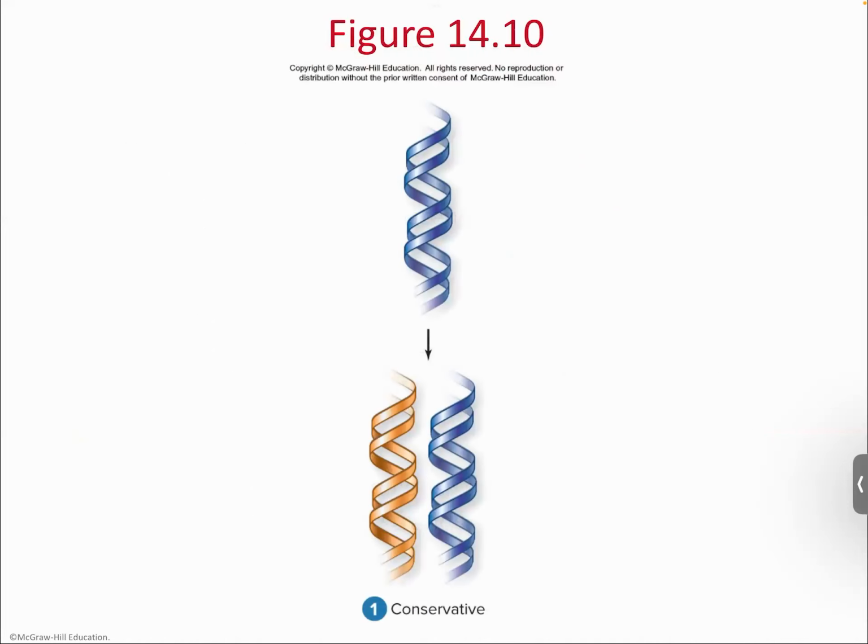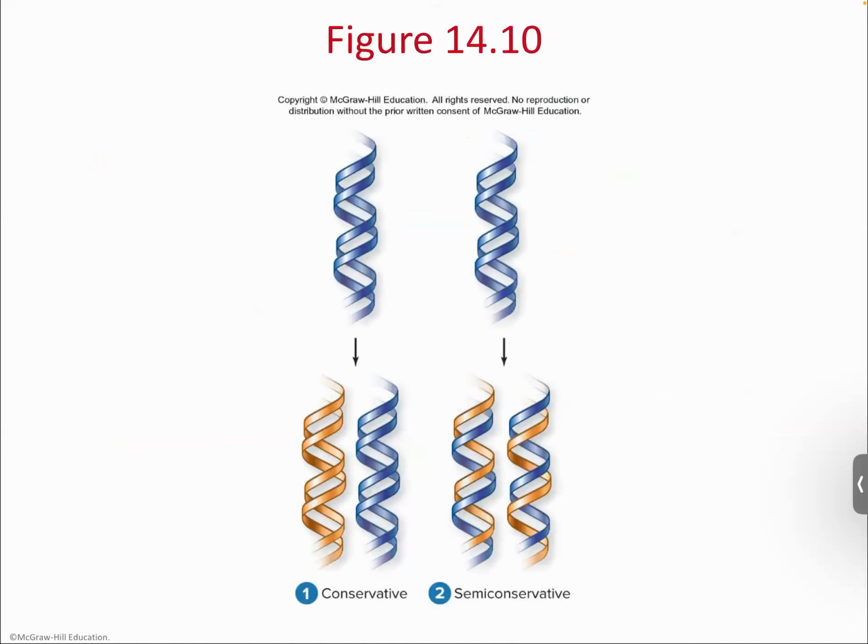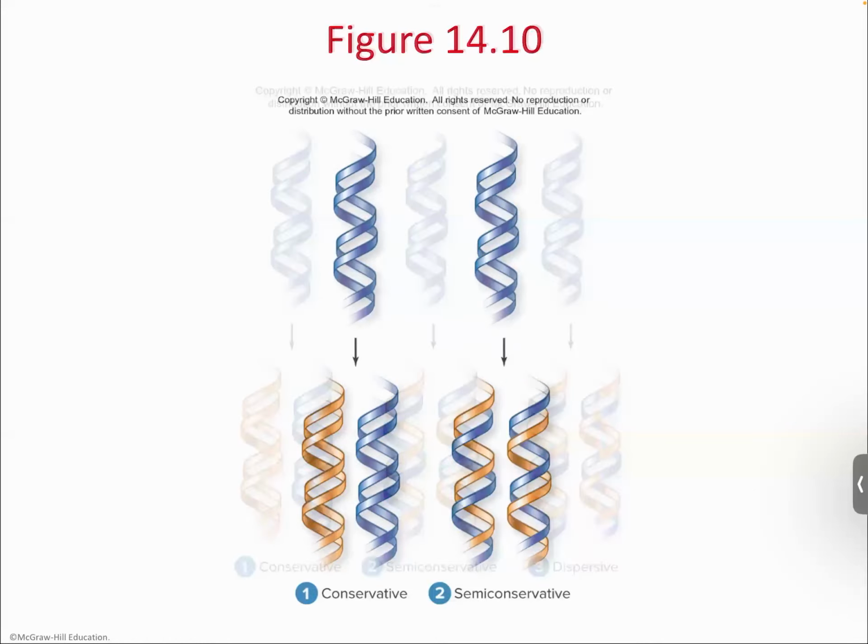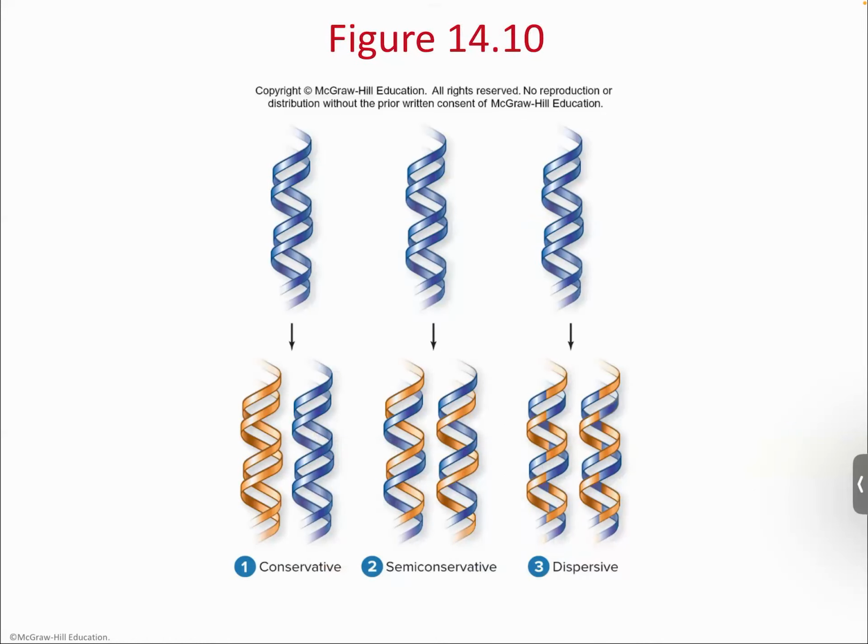So in the conservative model, you basically just made your new from scratch. Your old is still there. You haven't changed your old. You just made your new from scratch. And in semi-conservative, you can see that you have a new-old hybrid where the old was used to inform the new. So you just basically made a copy of the old. And the dispersive is kind of an old-new mixture, but it's all over the place. It's like little patches and chunks peppered throughout. This one is considerably different.